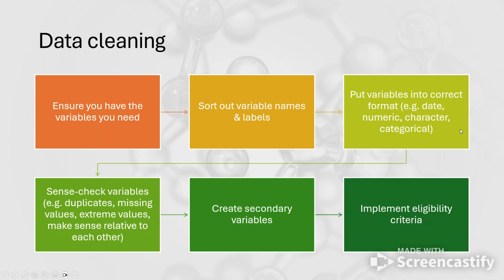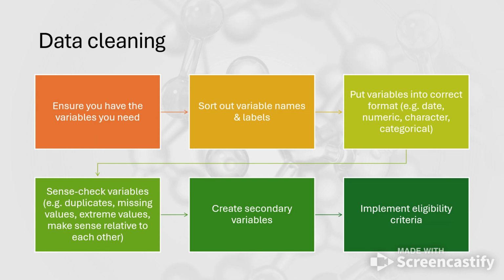Then you want to put your variables into the correct format. So date variables need to be formatted as dates, numeric variables as numerics. Often your variables might come as characters, and that can be because of some glitches in some of the observations. So it's worth working out where those glitches are before you convert to a date or numeric format. And then you need to sense check your variables. Are they actually sensible before putting them into your regression model? Do these variables actually make sense?